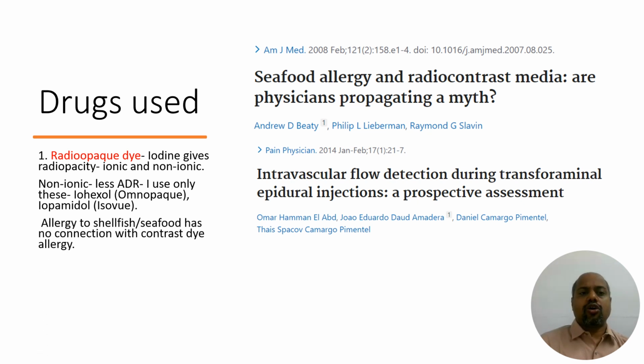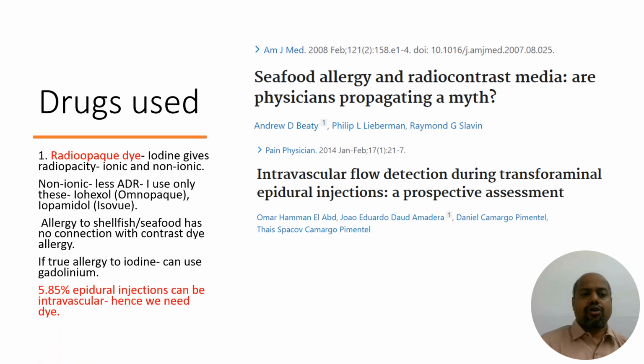Allergy to shellfish or seafood has no connection with the contrast dye, as has been amply described by these papers. So why do I use the dye? It's to delineate and to prevent any intravascular flow of my drug, which can cause a lot of complications later on. If there is a true allergy to iodine, you can use gadolinium for contrast. Okay. Now the thing is 5.85% of epidural injections can be intravascular. Hence, we need a dye to find out that it's not going intravascular.